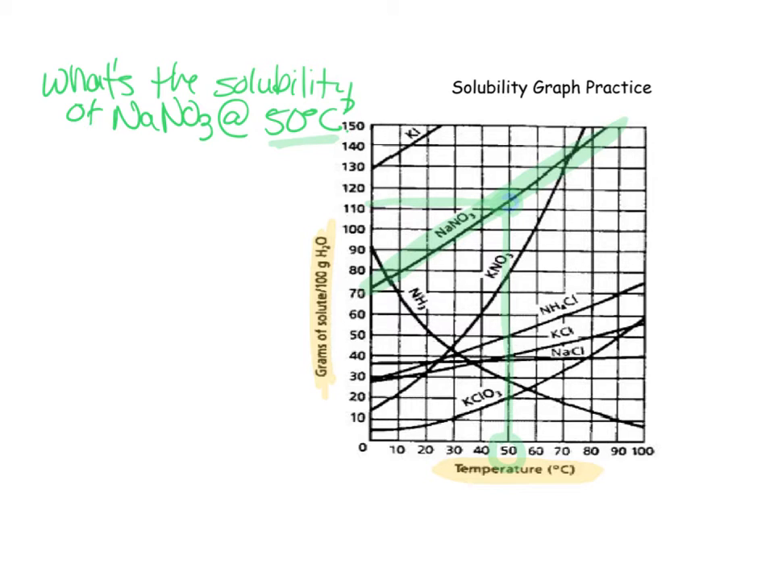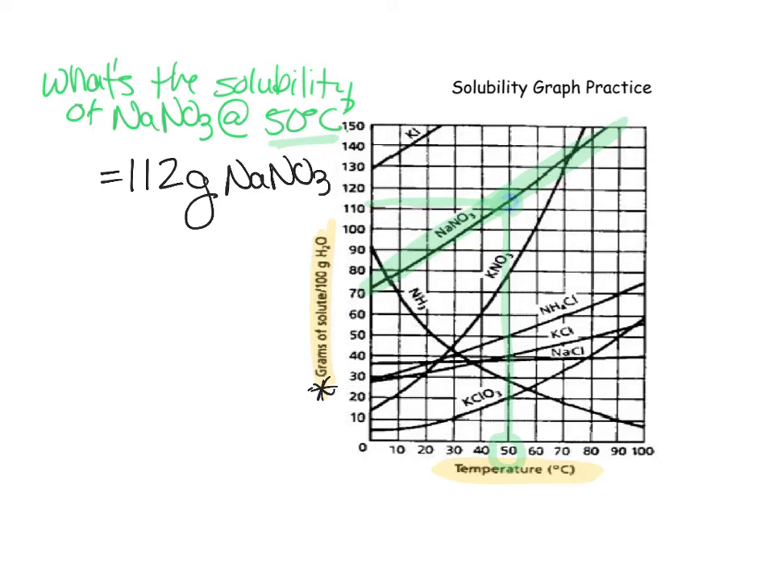So I would say that the correct answer for this would be, you could guess, about 112. Or I'm sorry, not degrees Celsius. That would be grams of NaNO3, because that's what we're looking for. So if we had 50 degrees Celsius water, we'd be able to dissolve 112 grams of NaNO3 in there.